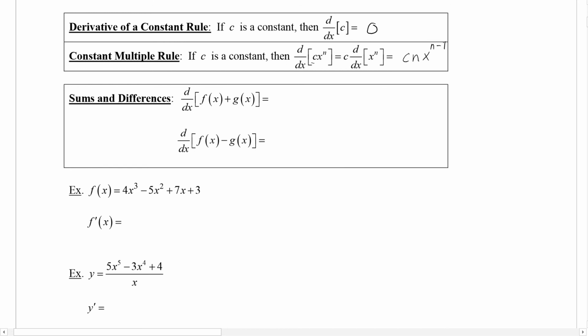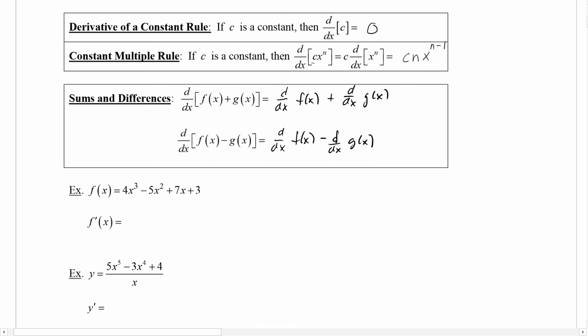The next thing I want to talk about is the sum and difference rule. It just says that if you want to take the derivative of more than one term, you simply take the derivative of each term. So rewriting this rule, I can say d dx of f of x plus g of x is the derivative of f of x plus the derivative of g of x. Just distribute the derivative, that's all it means. Similarly for the minus one, the derivative of f minus the derivative of g. And that's it, I'm done.